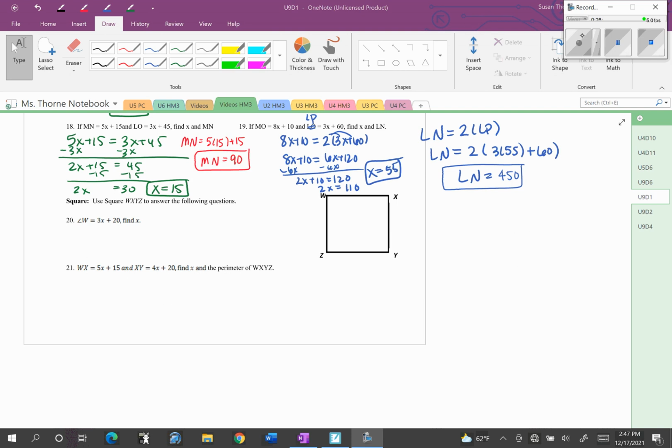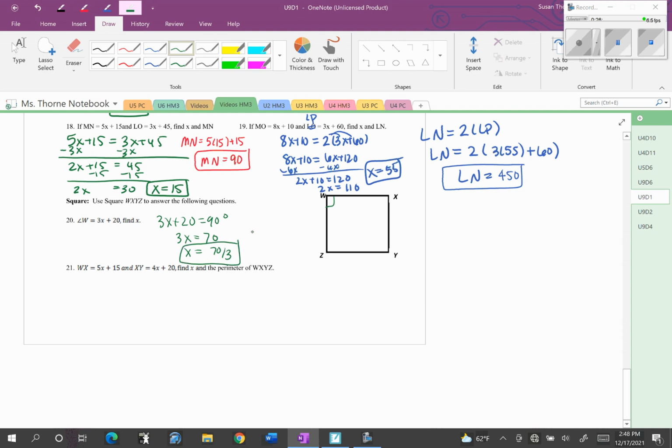All right, so it says use square WXYZ to answer the following questions. So W angle is, we're saying 3x plus 20, and we know this makes 90 degrees. So 3x plus 20 equals 90 degrees. 3x equals 70, so x equals 70 divided by 3.